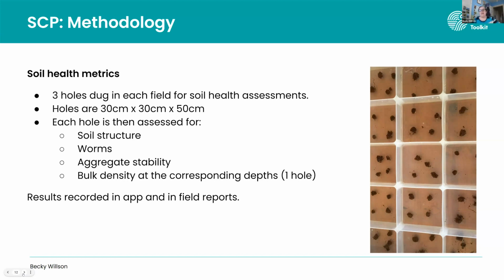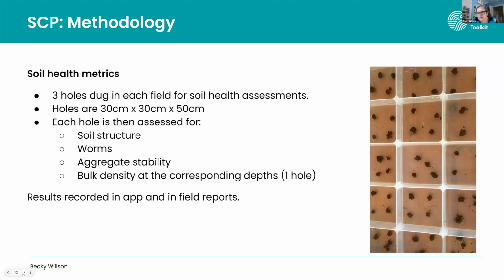So in each of those fields, we're digging 3 points, and we're looking at things like soil structure. So how our soil is put together, what the architecture is like, does it have the right amount of air and water within it? We're also looking at worms as an indicator of biological activity. We're looking at aggregate stability, so the stability of that soil, which is inherently linked to the carbon content, but also to its water holding capacity and its ability to contribute to natural flood management.